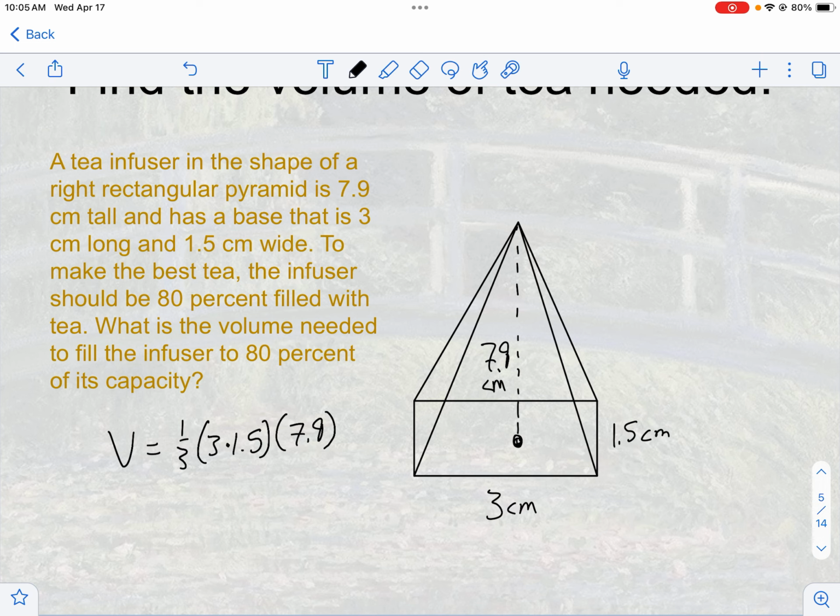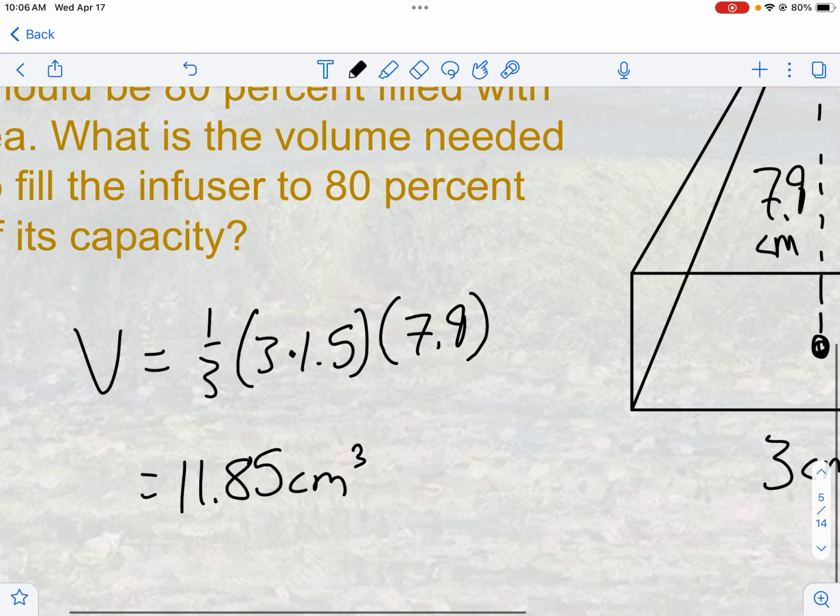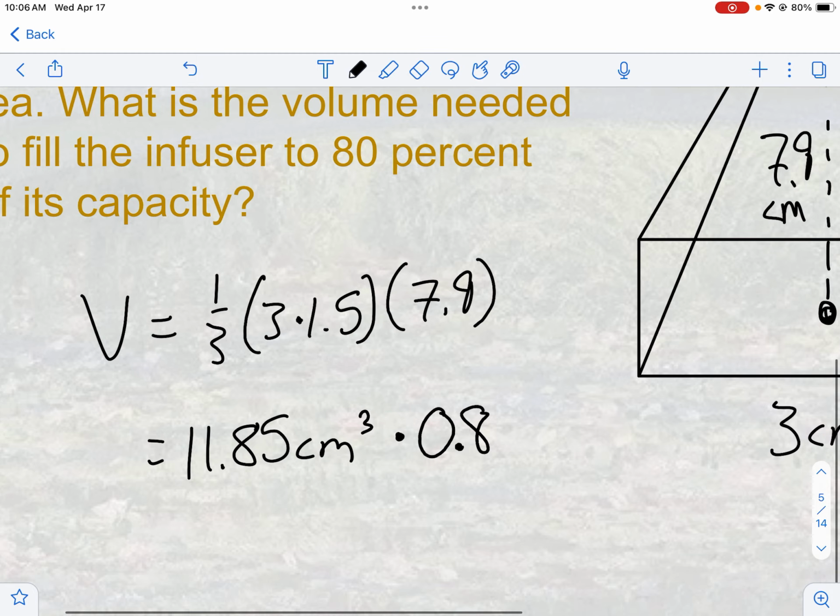Yep, there we go. That gives me 11.85, which is the volume of the entire infuser. And how do I find 80% of that? Think about that for a second. 80%. I've got to multiply by 0.8. So if I multiply by 0.8, that's 80%. So I'll take that and multiply by 0.8.